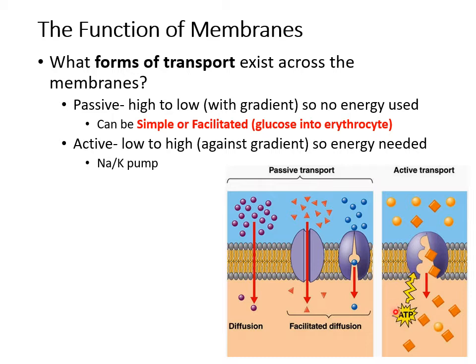Now you notice ATP is present, right? Because this one requires energy. And the reason that it requires energy is because now you're going against the natural gradient. Okay, it's when you are moving particles, molecules, any kind of substance from a low concentration to a high concentration. Okay, so now energy is required. And an example of that you'll see in later lectures is the sodium potassium ion pump.